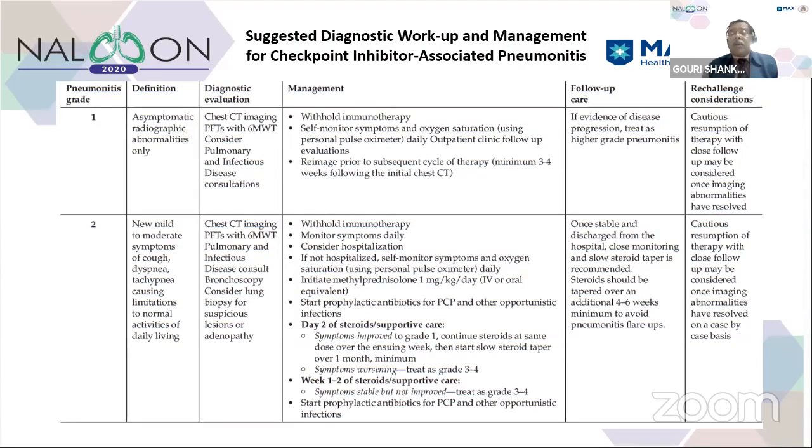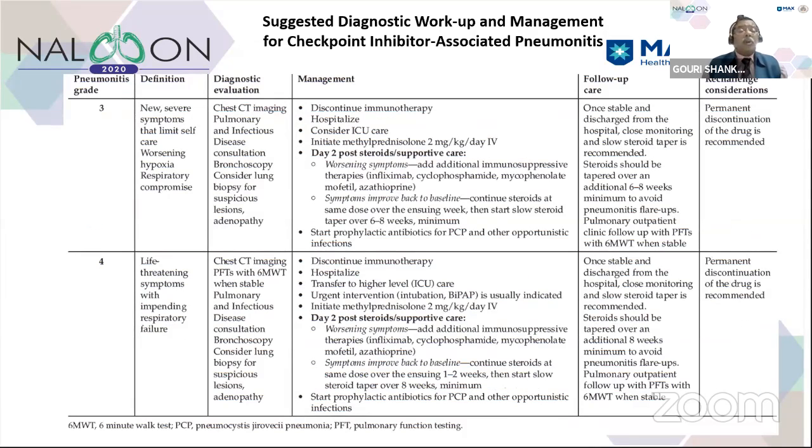In grade one, re-challenge can be done. In grade two, also re-challenge can be made, but it's important that you don't do it very often. Grade three and four can be severe toxicity, high doses of steroids are required, and the drug has to be withdrawn. And please remember something, re-challenge is not permitted at the present moment in these situations. Do remember that these two situations call for urgent hospitalization and treatment.